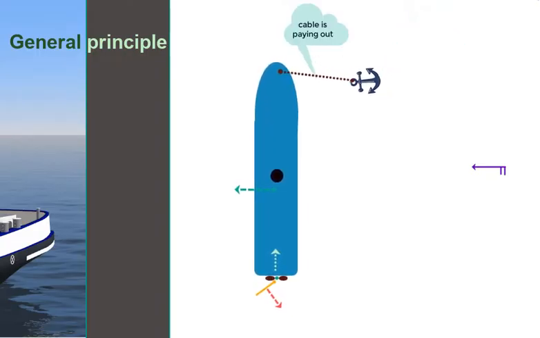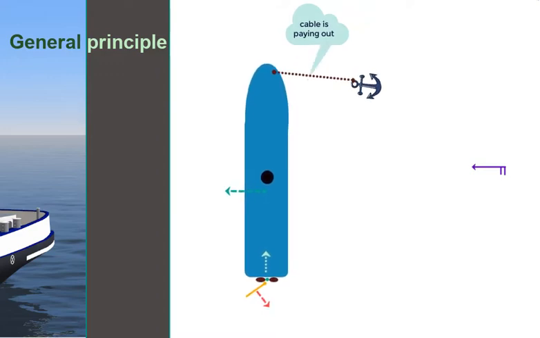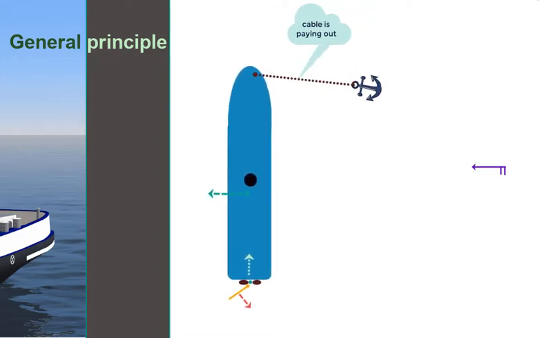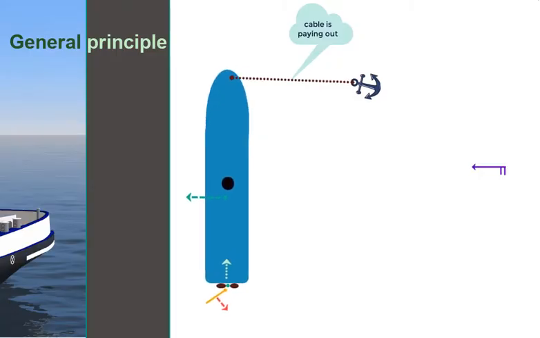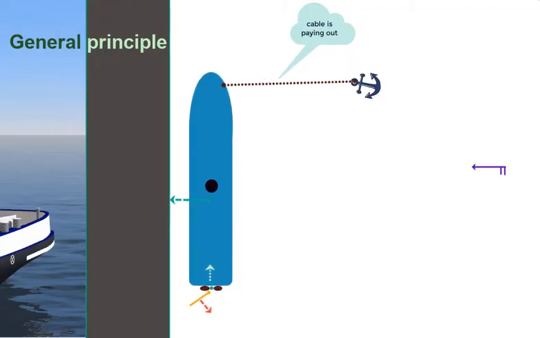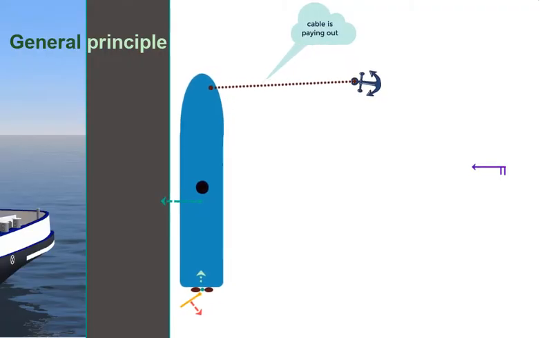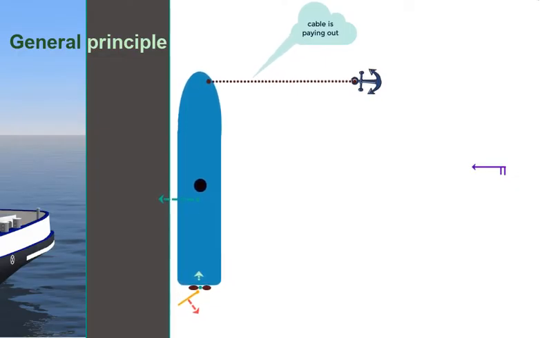When the anchor is at the desired position, pay out the anchor cable at a suitable speed, in combination with proper rudder angle and engines ahead. The lateral speed of the ship can be controlled. In this way, the ship can be handled to approach parallel with the berth.